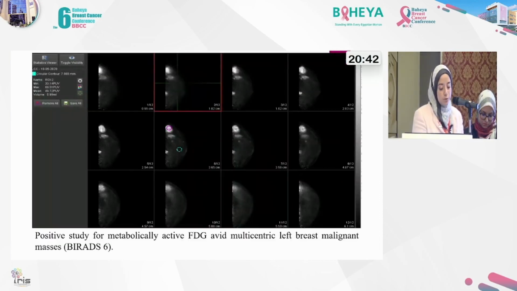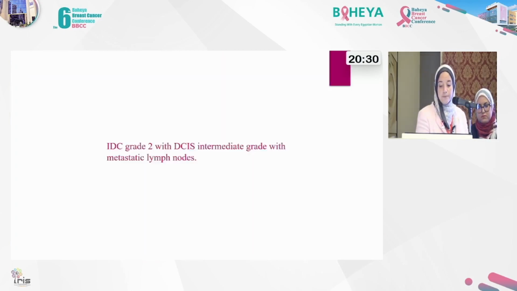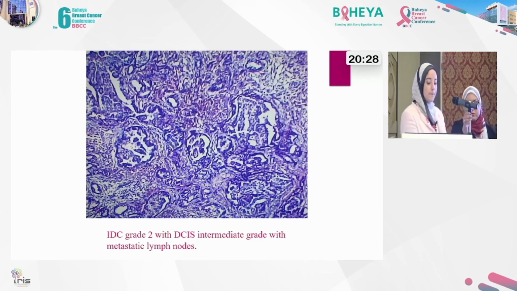PEM was also performed, and it was a positive study for metabolically active FDG-avid multicentric left breast malignant masses, BI-RADS 6. The PEM was performed after the biopsy, and thus the patient was categorized as a BI-RADS 6. True-cut biopsy shows invasive duct carcinoma grade 2 with intermediate grade DCIS metastatic to the lymph node.